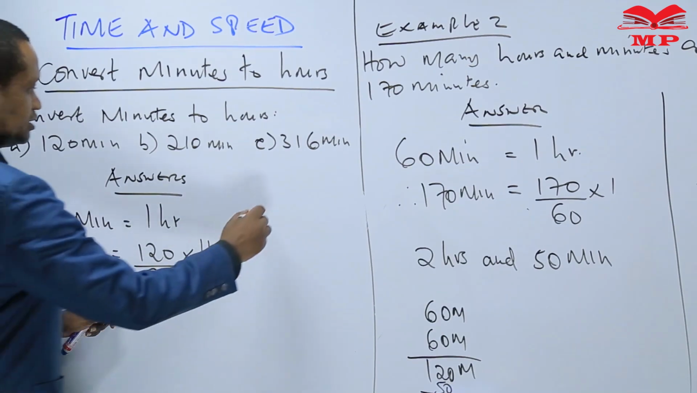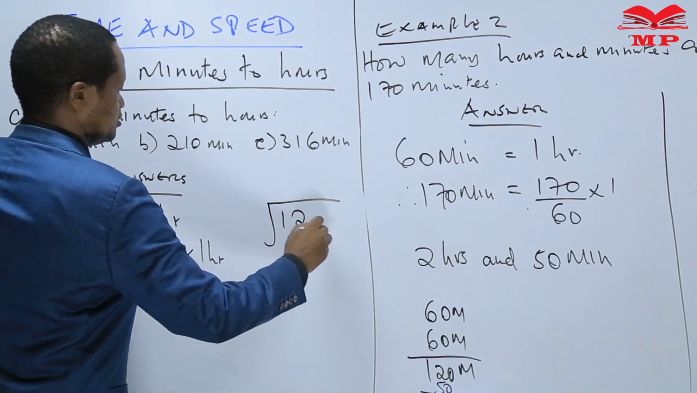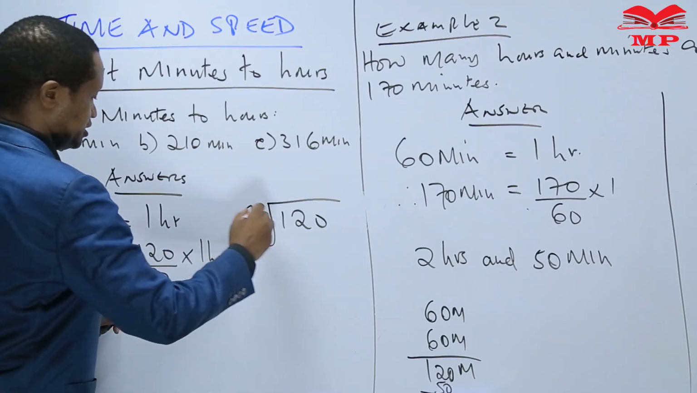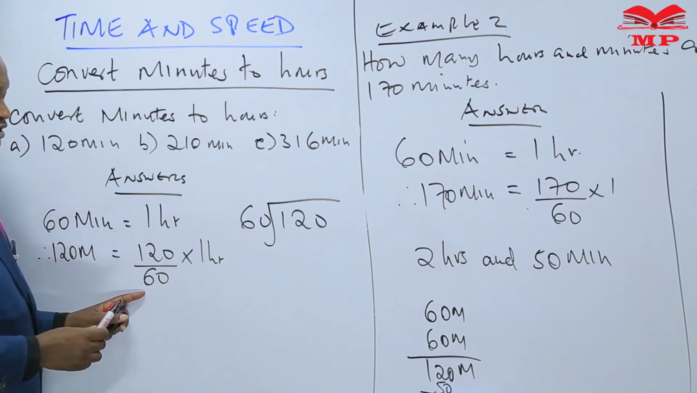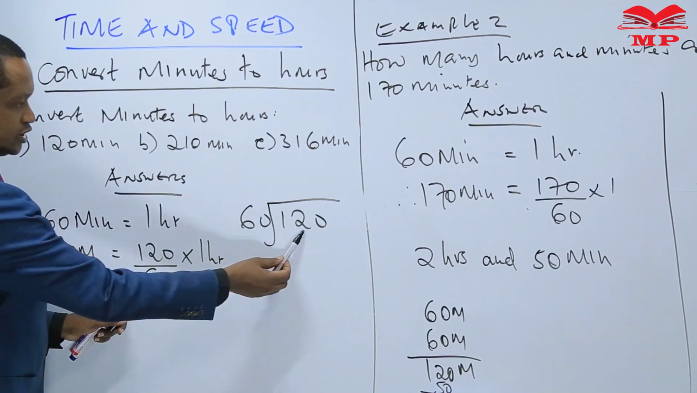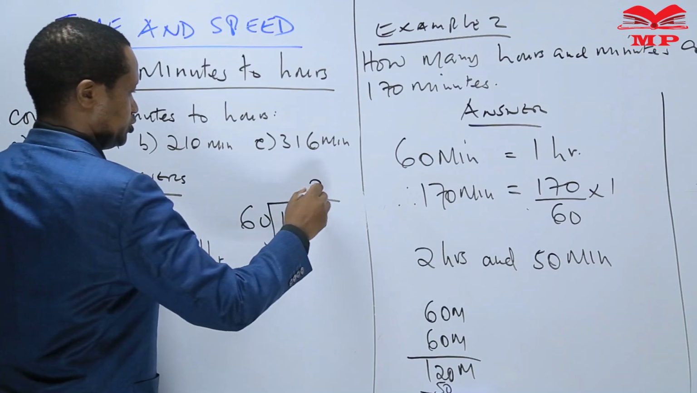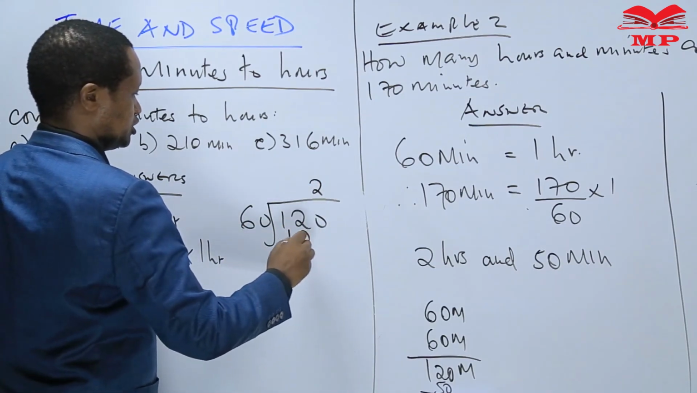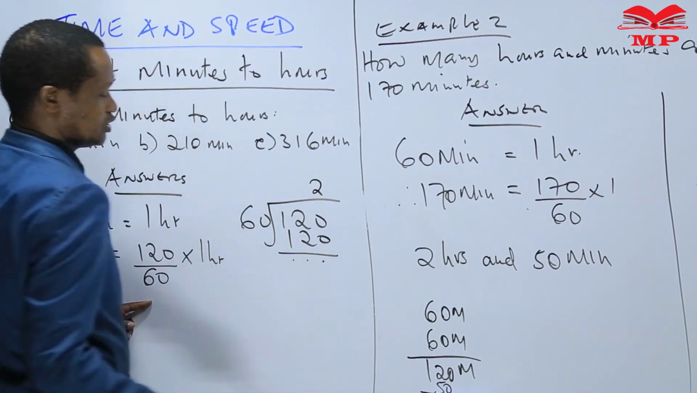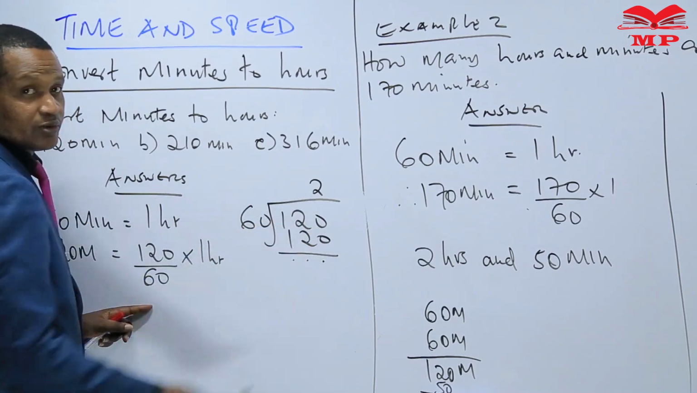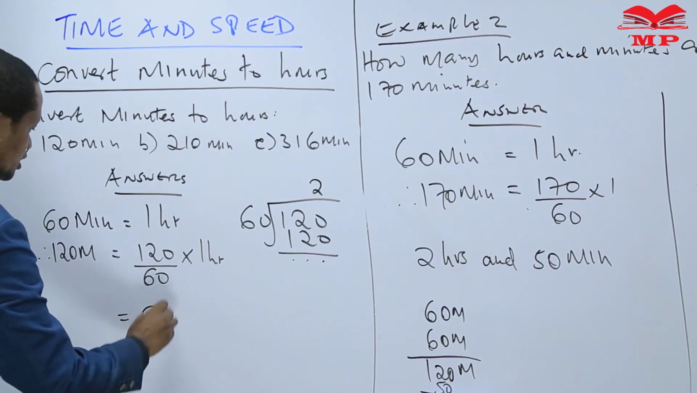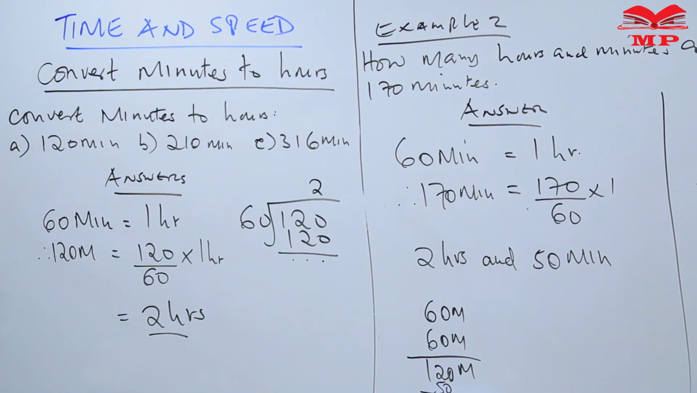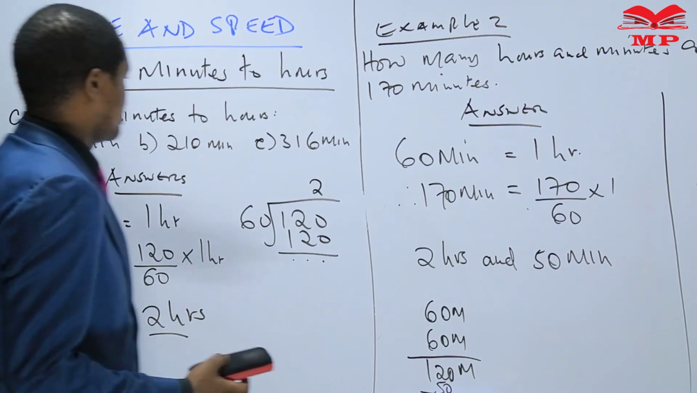So we'll divide 120 by 60. You don't cancel, just divide the way it appears here. So 120 divided by 60 is equal to 2. 2 times 60 is 120. There is no remainder. So all these are hours. 2 hours will be equal to 120 minutes. So the answer here is 2 hours.